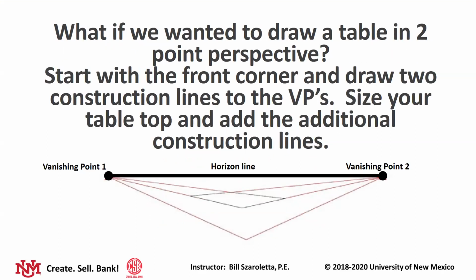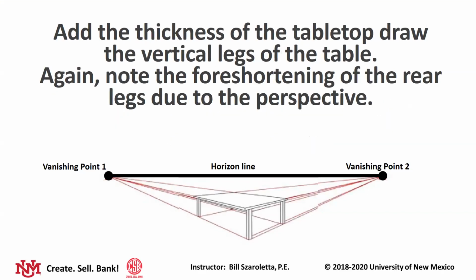Now, if you want to draw a table in 2-point perspective, I mean, it's an everyday object. First thing you do is you sketch in the top. It's about that big. I want to see the top. I don't want to see underneath the table. So then you sketch in the vertical legs.